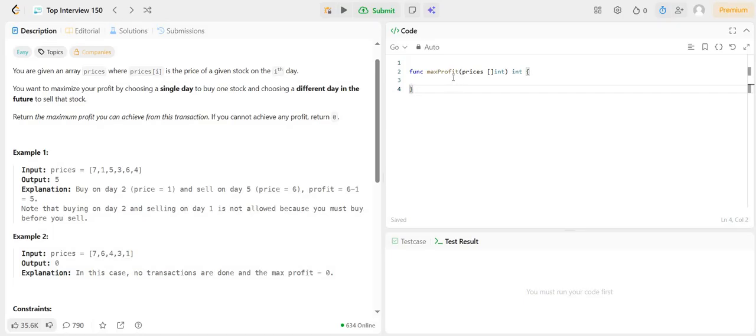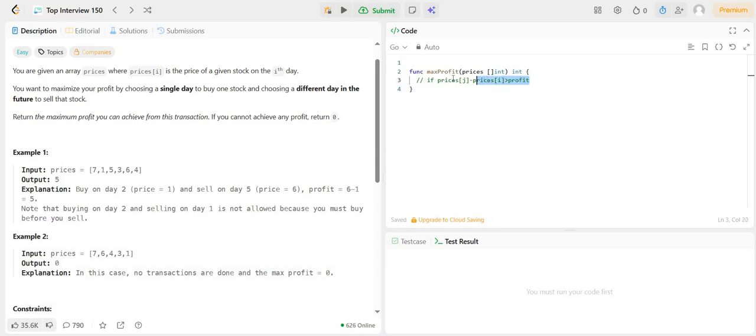For that, you just have to check if prices at j minus prices at i is greater than profit, some profit you will be having, right? If it is more than profit, you can update it easily. So you have to find the maximum profit here. This is what you have to do.